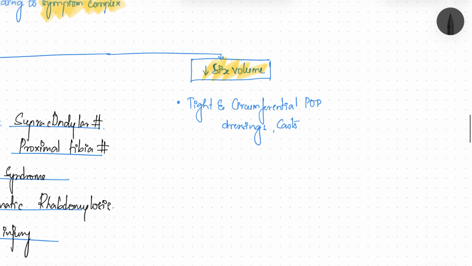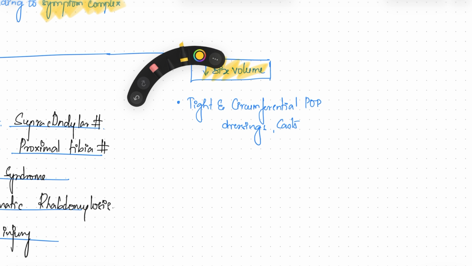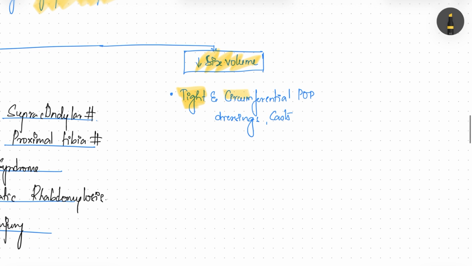Coming to reduced size volume, it may be due to tight circumferential POP or dressings or casts. There may be a problem with the one who treated the person. This is usually not done by the actual practitioner. It is usually done by quacks, the famous "orthopedician" without the degree in orthopedics, right?